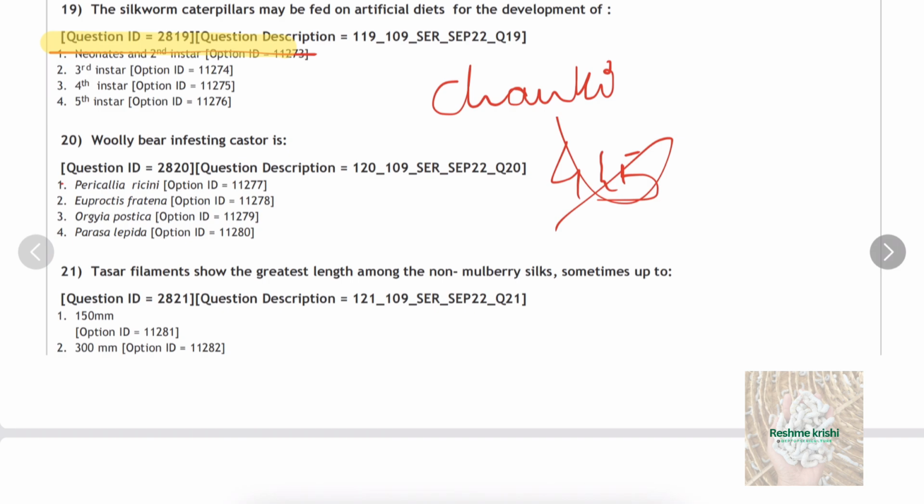Okay, woolly bear infecting castor. See, this type of question is easy and direct. It will come and it will be asked in the examination. Here, the silkworm caterpillar will be fed on. Okay, that is done. Woolly bear infesting castor is Pericallia ricini.